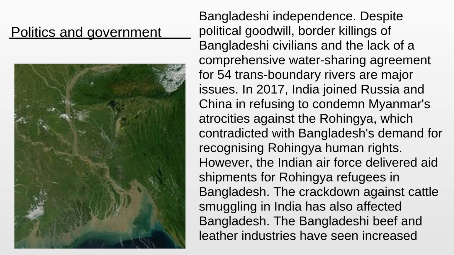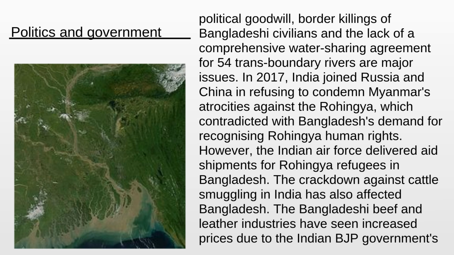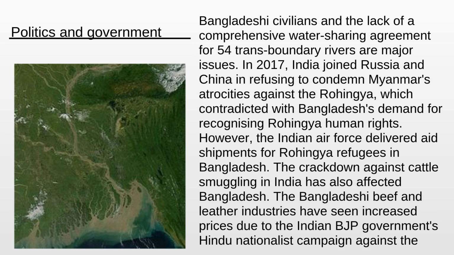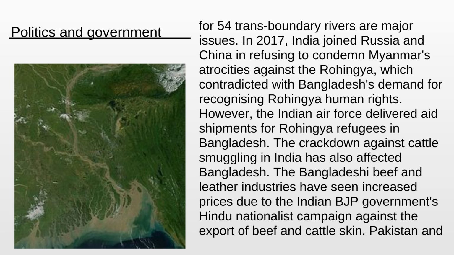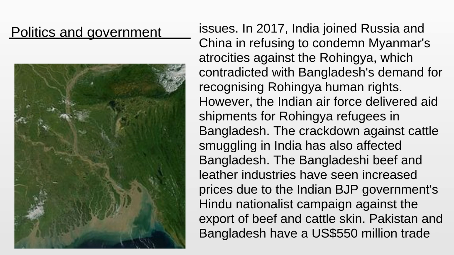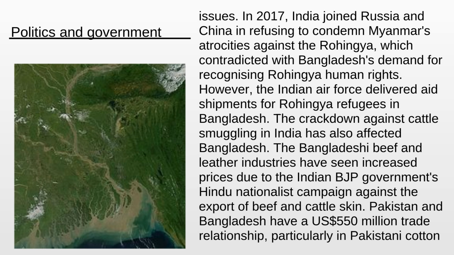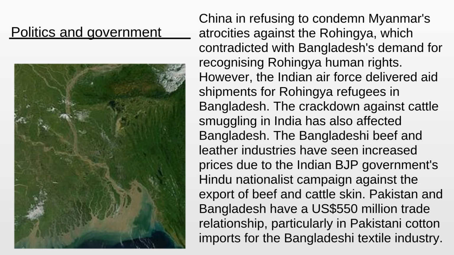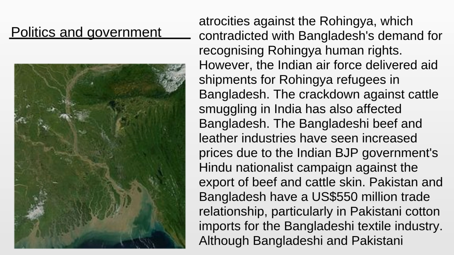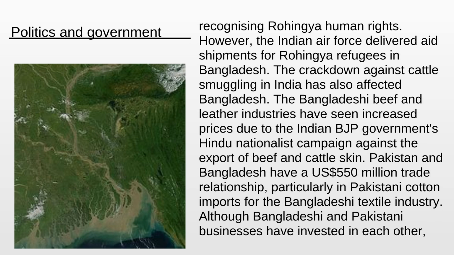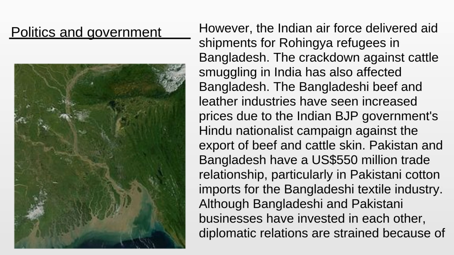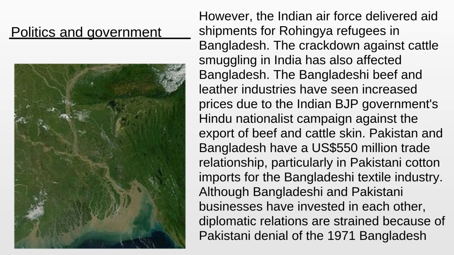Despite political goodwill, border killings of Bangladeshi civilians and the lack of a comprehensive water-sharing agreement for 54 transboundary rivers are major issues. In 2017, India joined Russia and China in refusing to condemn Myanmar's atrocities against the Rohingya, which contradicted Bangladesh's demand for recognizing Rohingya human rights. However, the Indian Air Force delivered aid shipments for Rohingya refugees in Bangladesh.